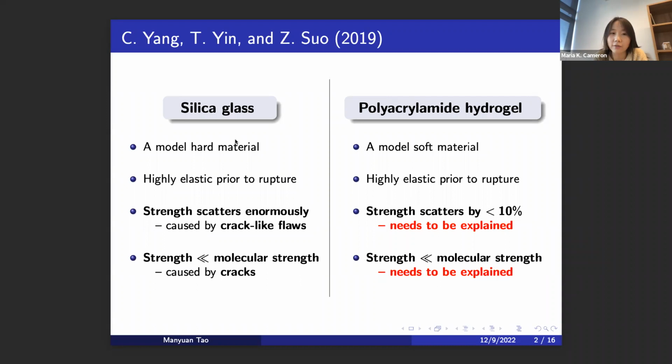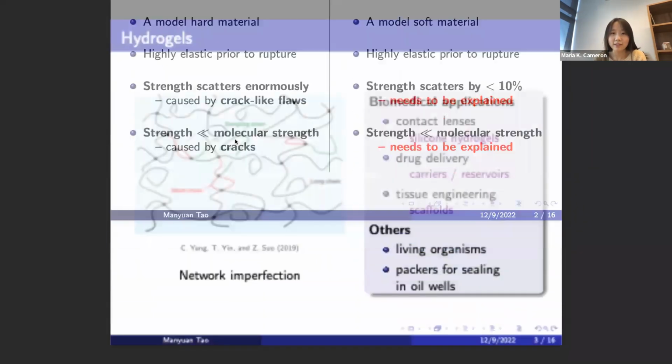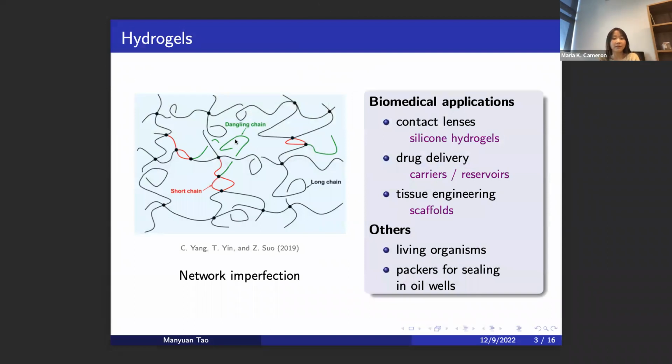The low strength of the silica glass is known to be caused by crack-like flaws, which concentrate stress, but the low strength of hydrogels still needs to be explained. In recent years, hydrogels found numerous biomedical applications, and also in other spheres of industry listed on the right.